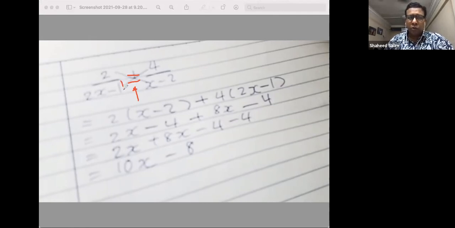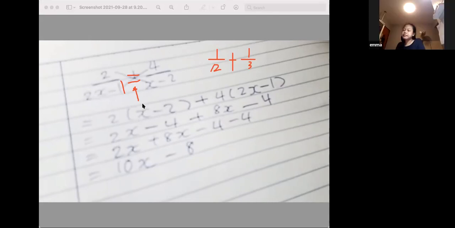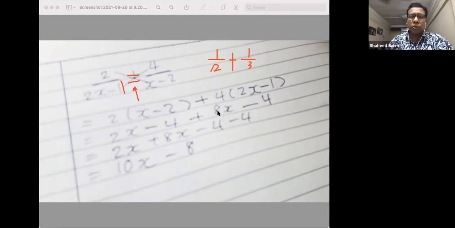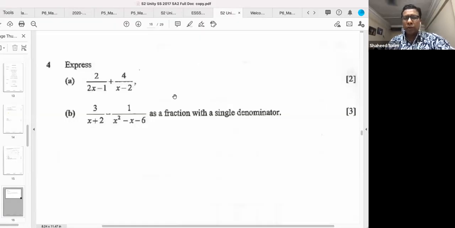Okay, so how to do this one? Imagine you have 1 over 2 plus 1 over 3. Then you take 3 times, 2 times 3, like that. You must do the same thing. But the bracket now, don't expand. Okay, I will show you now. You understand what I'm saying? Yes. Okay.